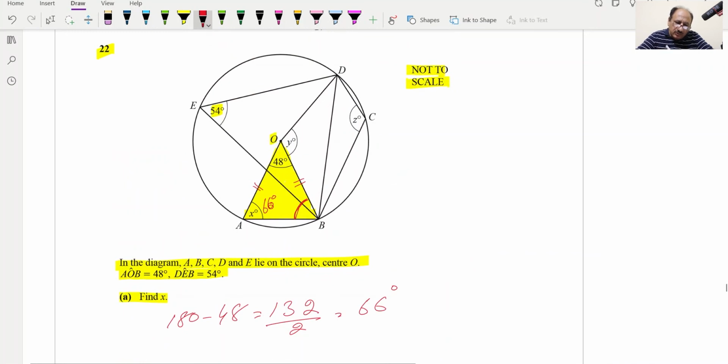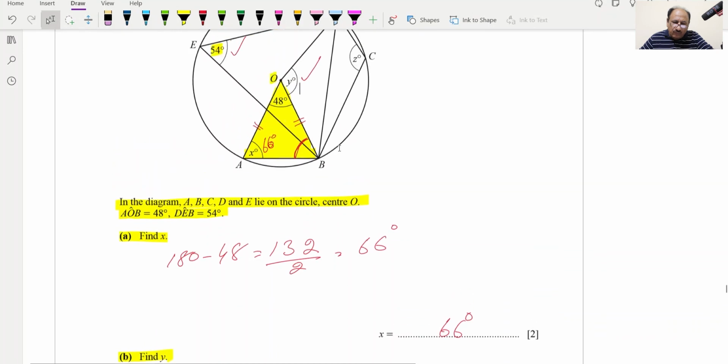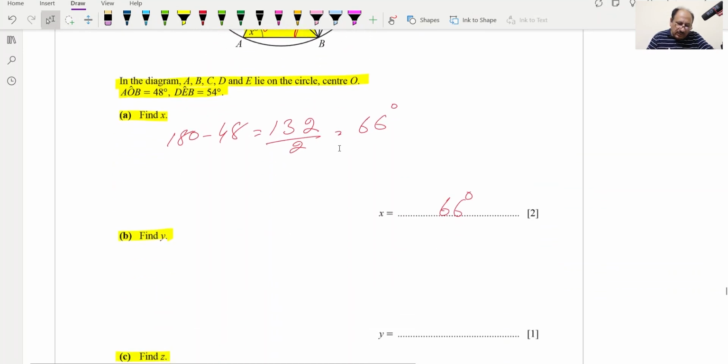And the Y value is over here, and here we can apply the rule: angle at the circumference is half of the angle at the center, and the angle at the center is Y. So Y will be double 54, so we can write Y is equal to 2 times 54, which is equal to 108. So our final answer will be 108 for Y.